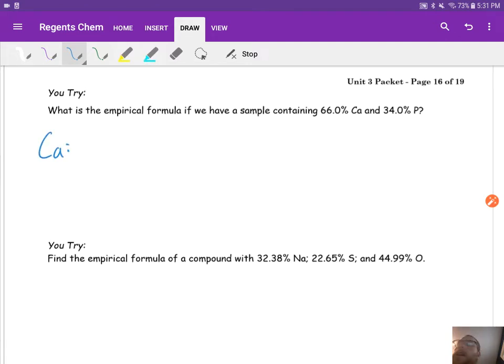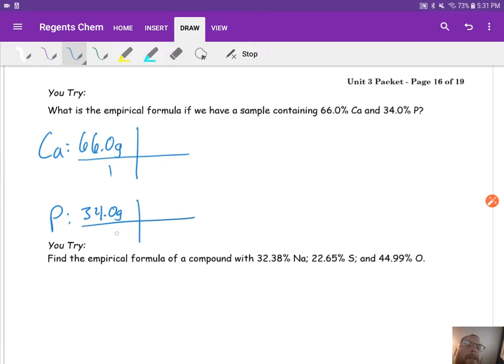So calcium, all right, we have 66.0 grams of calcium, and we have 34.0 grams of phosphorus. So I'm going to divide by my molar mass, 40.08 grams of calcium. It's going to get me to moles of calcium. When I do that math, I should end up with 1.6467. Again, don't round early yet, okay?